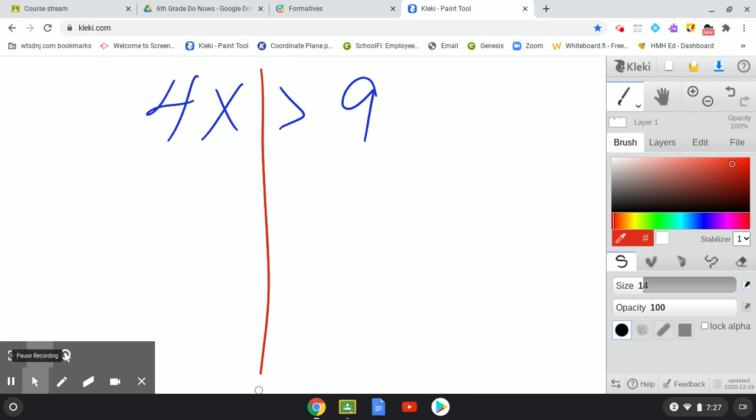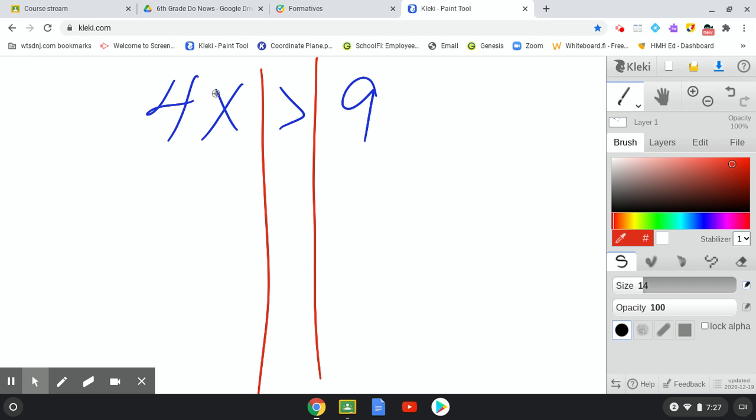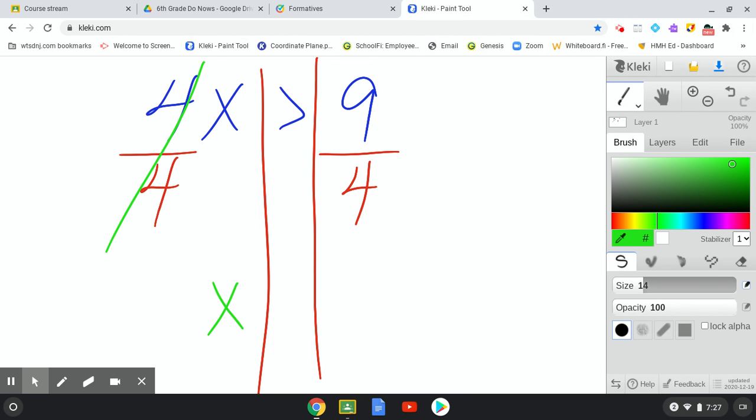Okay, so here it is multiplication, so we are going to use division to get rid of this. We need to get rid of that 4, so we are going to divide both sides by 4. If you notice, it is not a negative. I am not moving a negative, so I am not flipping my inequality symbol. All right, these 4's cancel. X is greater than 9/4.